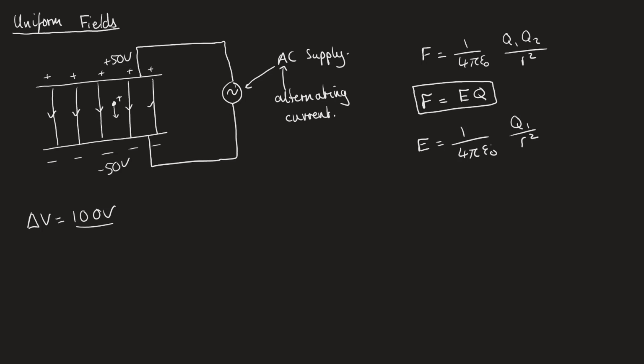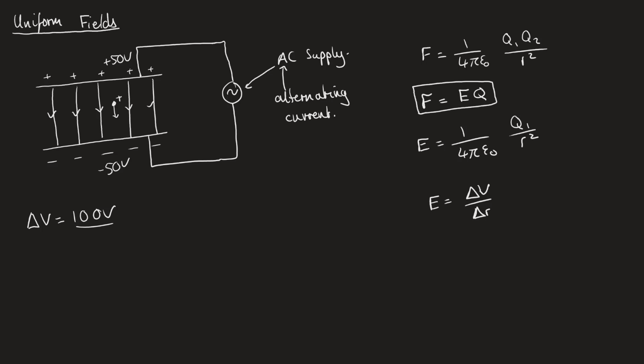So instead what we do is we say another kind of definition of the electric field strength is that the electric field strength is the potential gradient. We're saying it's the change in potential divided by the change in distance that you've gone through to cause that change in potential. And we do have a potential difference here.